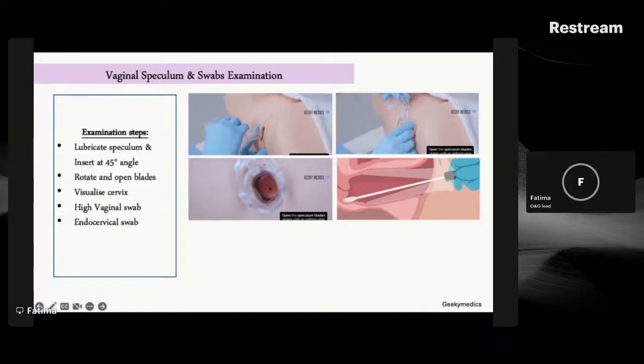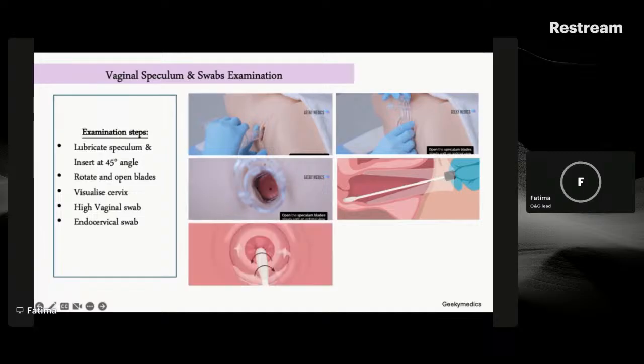Then in terms of the high vaginal swab, this is to detect any infections like bacterial vaginosis, Trichomonas vaginalis, Candida, Group B strep. With the speculum in situ, you pass the tip of the swab through the speculum to the posterior fornix of the vagina, which you can see here. This is the cervix, okay? This is the vagina, this is the posterior fornix. You rotate the swab in the posterior fornix, and you ensure you swab any discharge present as well, and you remove the swab and insert it into the tube from which the swab was removed.